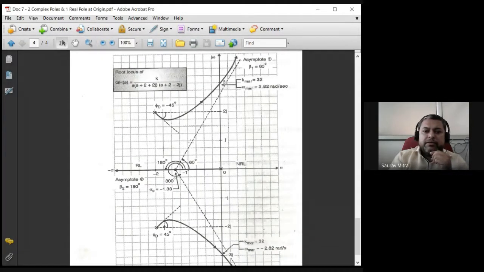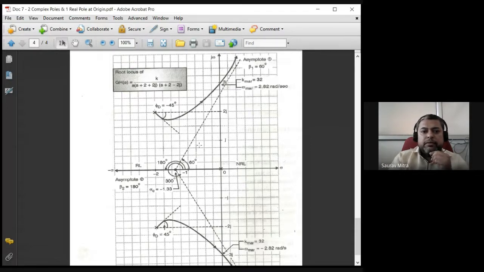If we find the above one and the angle of departure is minus 45, you can write with your eyes closed that for the below one, the angle of departure will be plus 45 degree. In the exam also, you will not have to find it for both. You have to find it for one, provided you have found it correctly, and then you have to say that for the other complex conjugate pole, the angle of departure will be the negative of that.